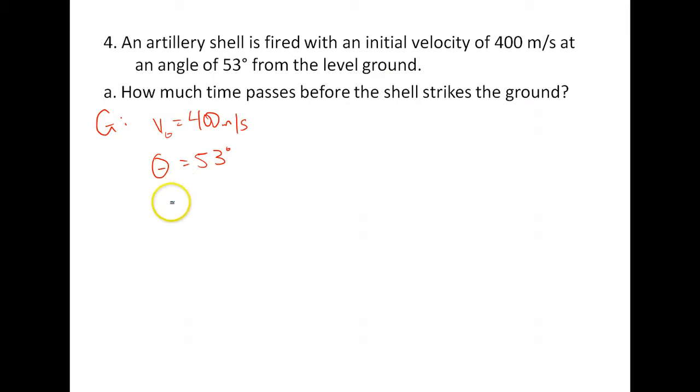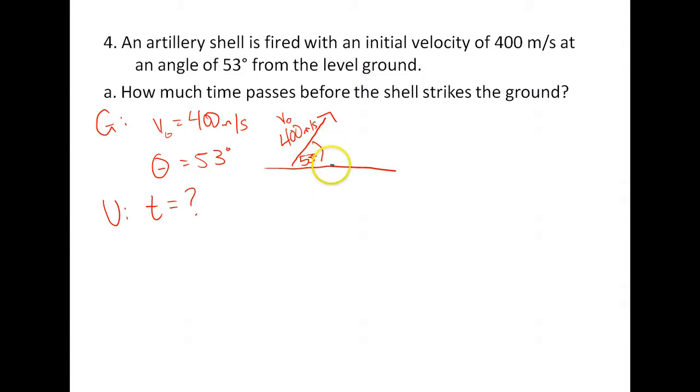And we want to know how much time passes before this shell strikes the ground. So we're going to launch this at a fairly good angle, and say we launch it at 400 meters per second. There's our initial velocity. And we launch that at 53 degrees. All right, we want to know time.